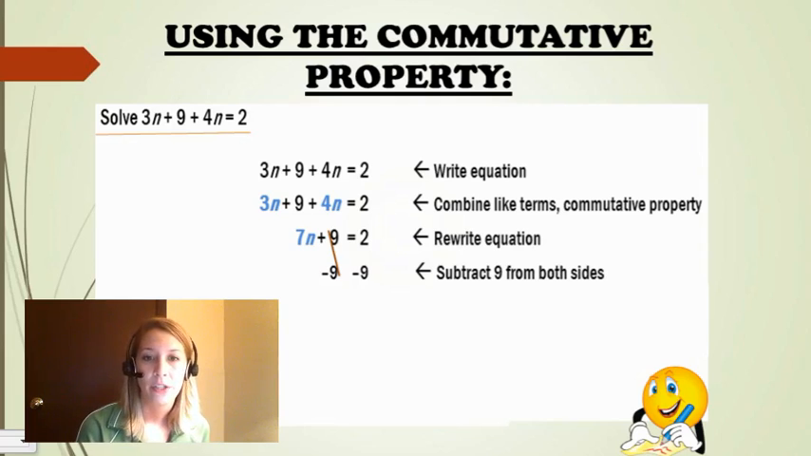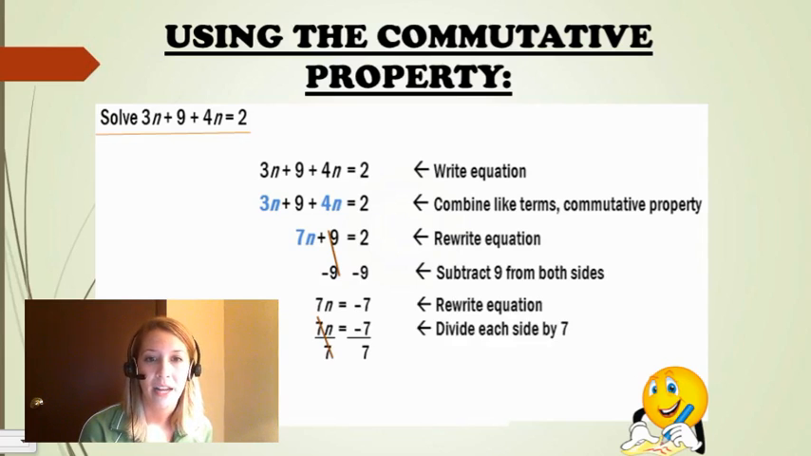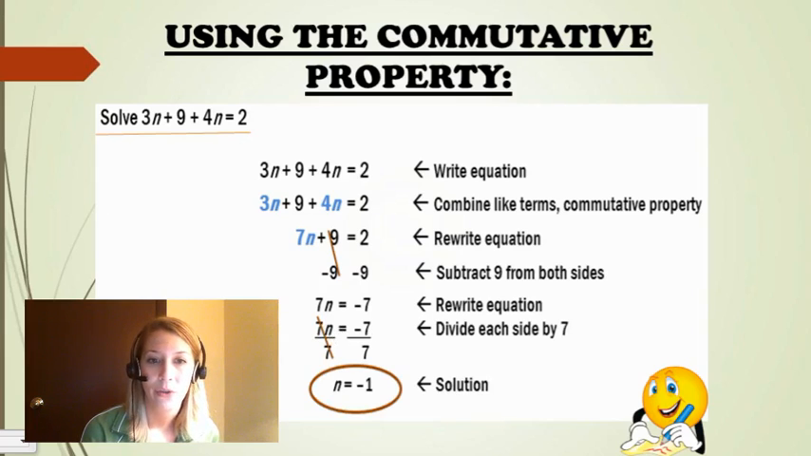Next, we are going to subtract 9 from both sides so that we're left with 7n is equal to negative 7. And now, what we're doing in this equation is getting the variable all by itself. And we have 7 that's being multiplied by n. So we need to use the inverse operation. So we're going to divide both sides by 7 in order to come up with our solution of negative 1.